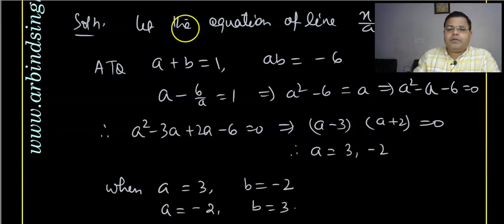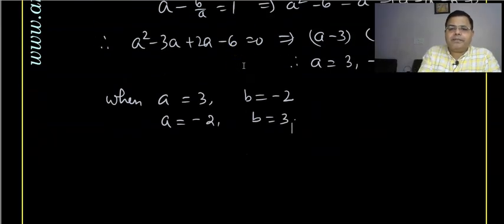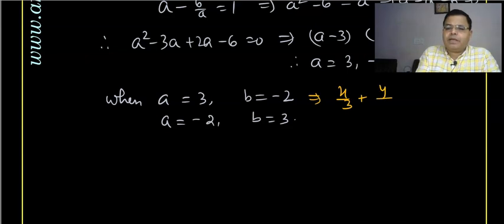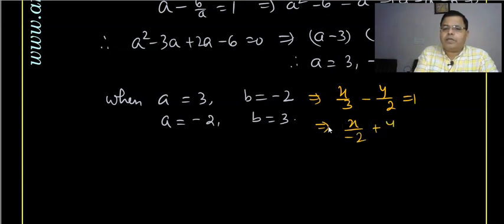Now we can write the equation of line, therefore. The equation of line will be x by 3 plus y by minus 2 is equal to 1, or x by minus 2 plus y by 3 is equal to 1. So both of them are answers of this question. I hope you got it.